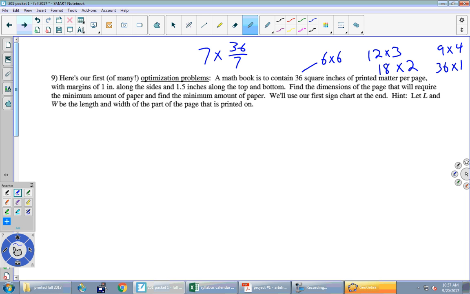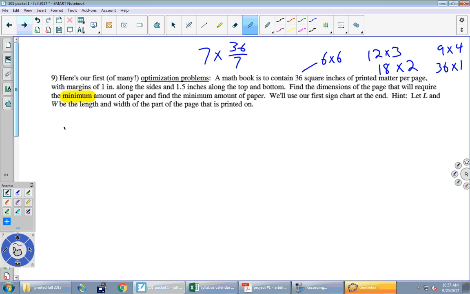So it says you got margins of 1 inch along the sides and 1.5 inches along the top and the bottom. Okay, fair enough. Find the dimensions of the page that will require the minimum amount of paper and find the minimum amount of paper. Okay, so that word right there clues me into this being an optimization question. I am going to create a function and then I'm going to make that function as small as possible. And that will be my answer to this problem.